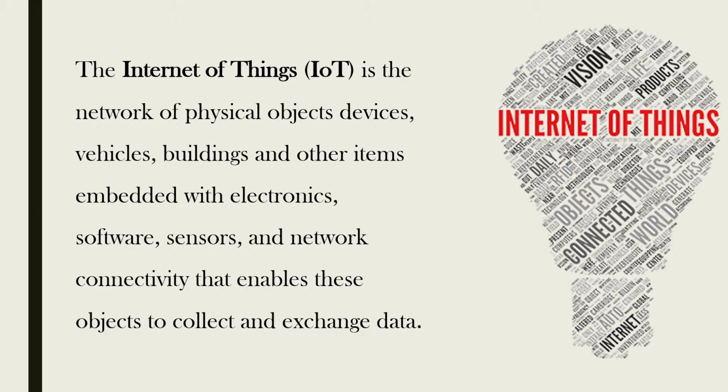Then sensors and network connectivity. The last thing is sensors. Sensors depend on the kind of application, the kind of device that you use. Any device is going to need sensors. If you take a simple appliance like an air conditioner, it is going to need a number of temperature sensors to regulate the temperature environment on its own. So the sensors and network connectivity enable these objects to collect and exchange data.